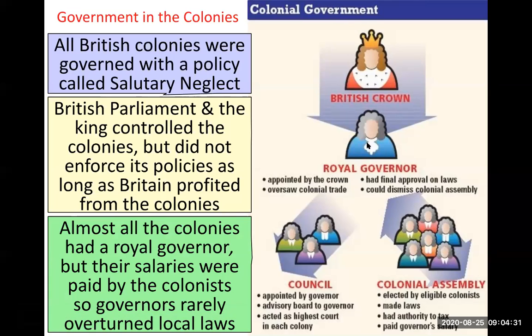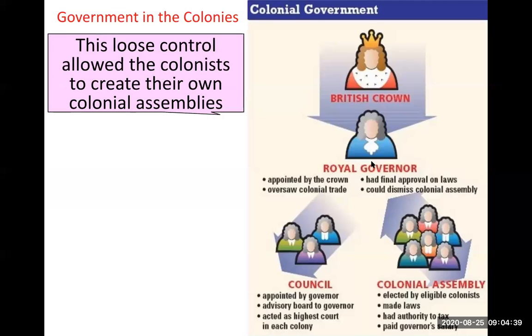So they completely understand where their bread is buttered. So salutary neglect, an incredibly important concept here. It's a matter of loose control. It allows these colonies to create their own colonial assemblies. This is a form of democratic self-government.